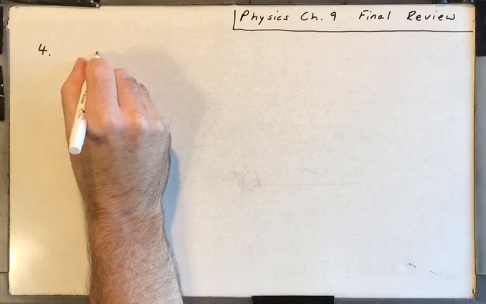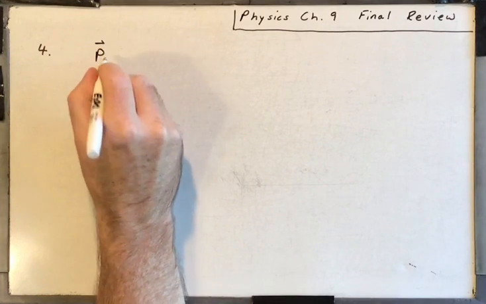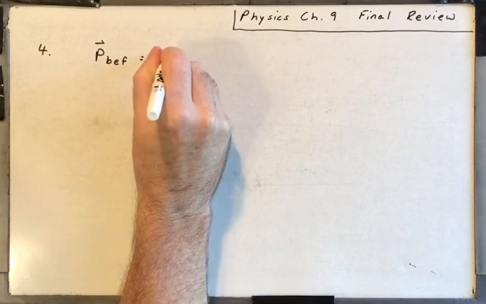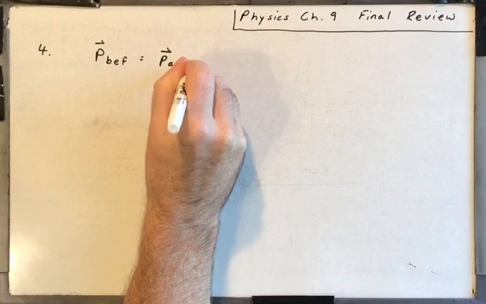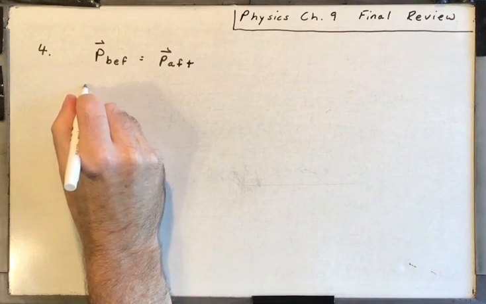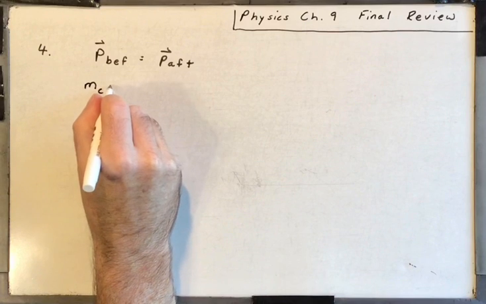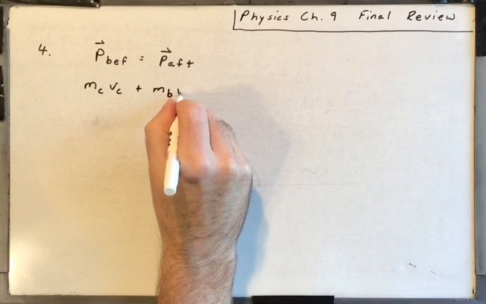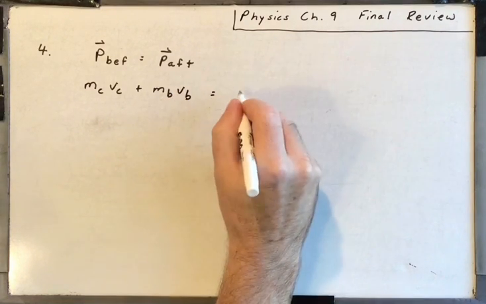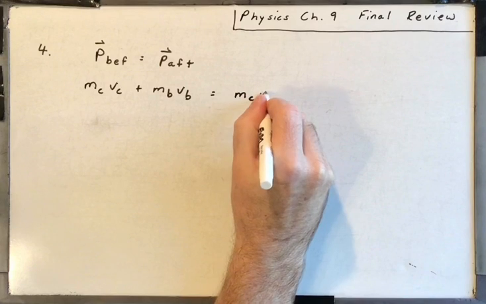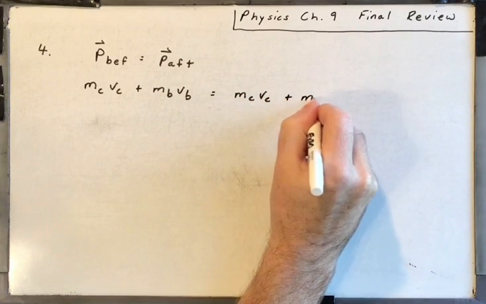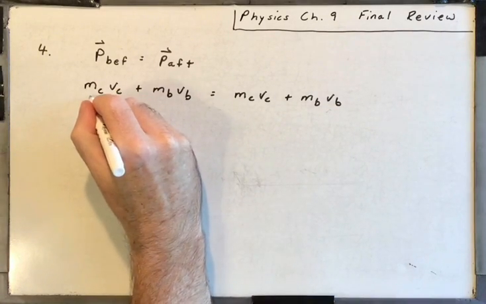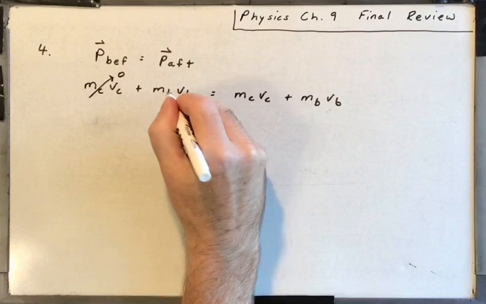So this is a recoil problem, which is always momentum before equals momentum after. You can use 1 and 2 if you prefer. So that's going to be the mass of the cannon times the velocity of the cannon plus the mass of the cannonball times the velocity of the cannonball is equal to the after. Mass of the cannon, velocity of the cannon, plus the mass of the ball times the velocity of the ball. Now before, neither of them is moving. Thank goodness.